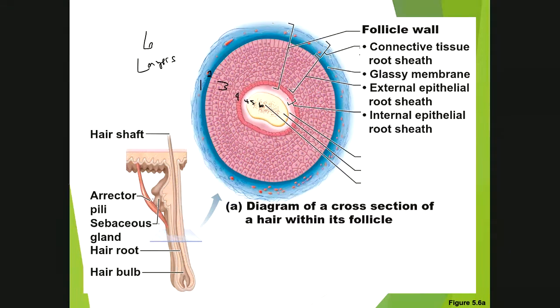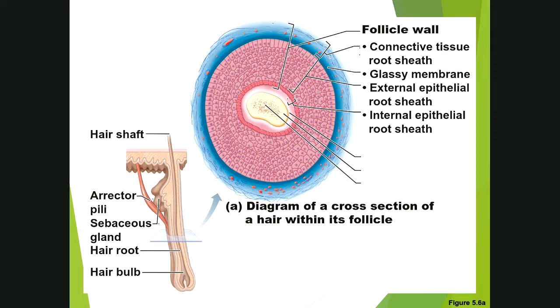From the outside in, there's a connective tissue sheath right there. In this picture, it's blue. So that's connective tissue. And this is what anchors the hair. It holds it in place. So if you pull on a hair, it doesn't easily come out because it's anchored in there.